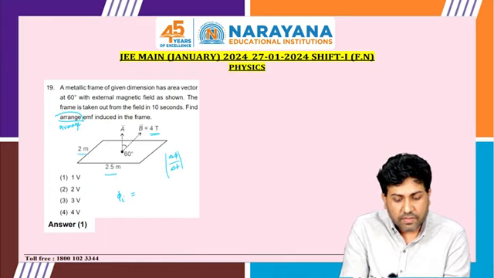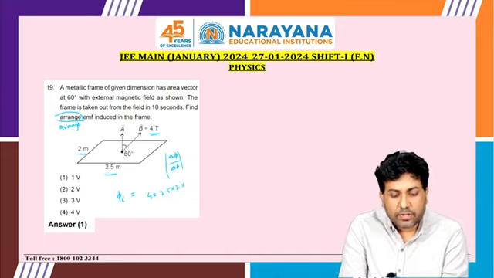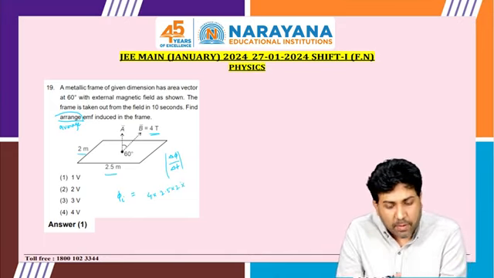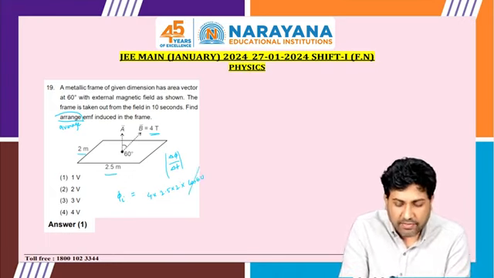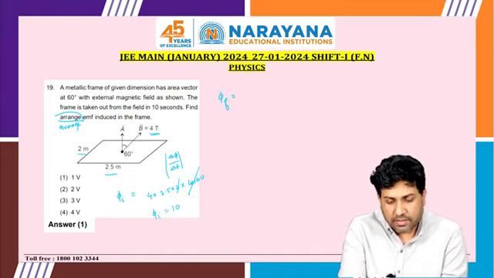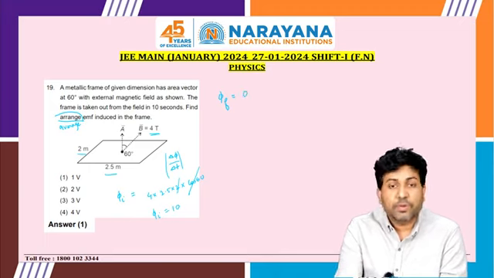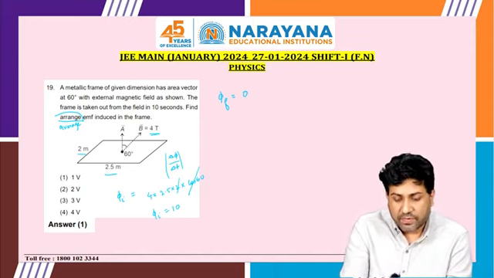The initial flux will be B is 4 Tesla, area is 2.5 multiplied by 2, into the cosine of the angle between the area vector and the field vector, which is 60 degrees. So cos 60 degrees is half, and the 2 gets cancelled. So the initial flux is 10. What is the final flux? The final flux is 0 because it has been taken out of the frame. Okay, so the final flux is 0.